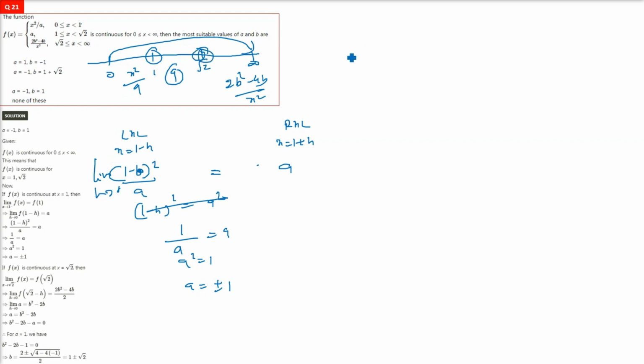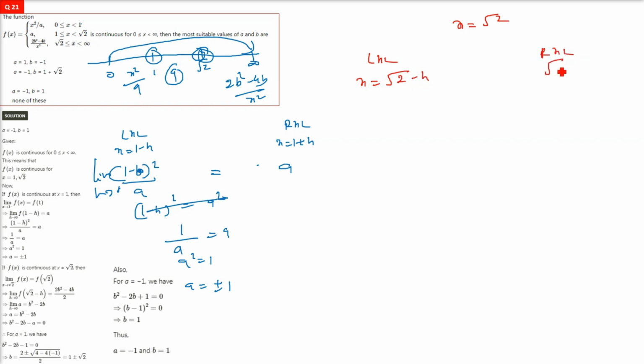Now coming to root 2. If you see here, the left hand limit will be only a, because 1 to root 2 is a. And from root 2 to infinity, it will be 2b square minus 4b by x square. We have to put x as root 2 minus h for the left hand limit, and root 2 plus h for the right hand limit. On the left hand side, you don't have to do anything because it is already a constant. So where are you going to put root 2 minus h? Nowhere. On the right hand side, it is 2b square minus 4b.